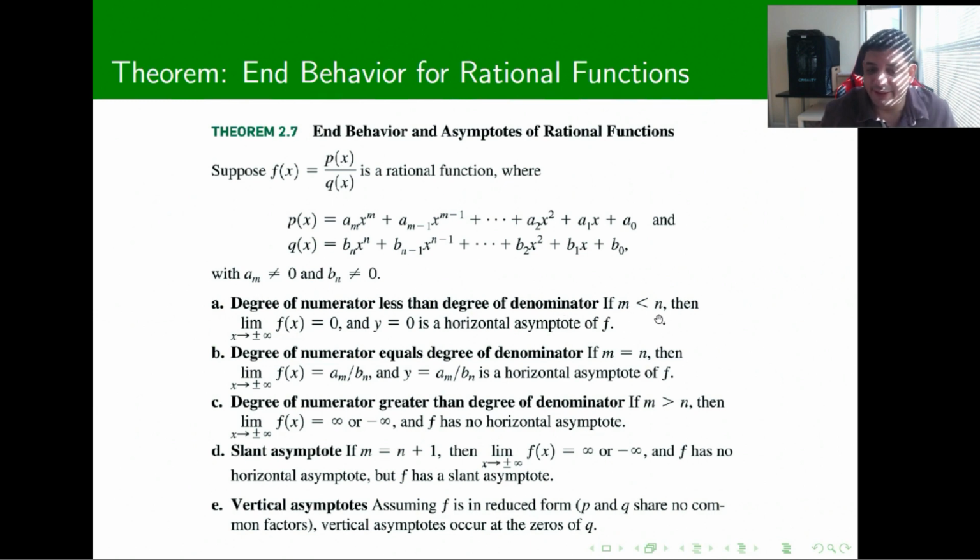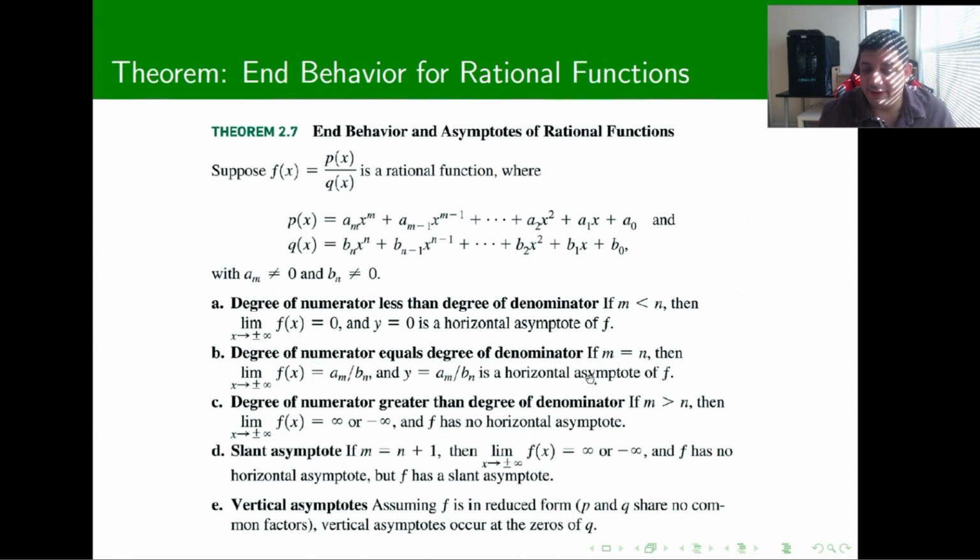So if m is less than n, so if the numerator has a smaller degree than the denominator, then we can say that this function f of x is going to go to zero, just right away, because we know that. And y equals zero is going to be a horizontal asymptote of f.